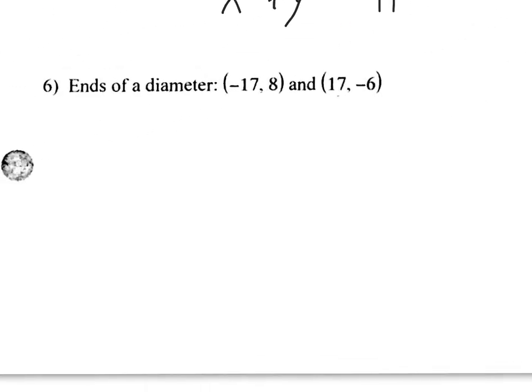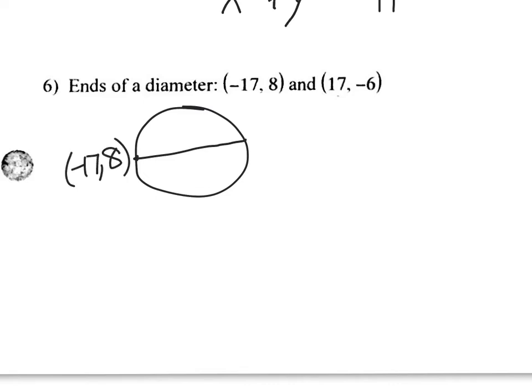Oh, okay. So different. We don't have the center here. We have the ends of the diameter. Well, think about it visually here. We've got a circle. Here's the diameter. Here's one point, which is at negative 17, 8. Here's the other point, which is at 17, negative 6. Where's the center at? It's going to be right in the middle. So what I have to do is find the midpoint.